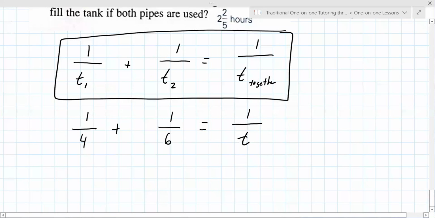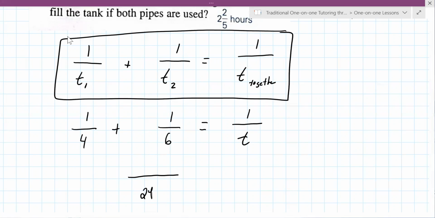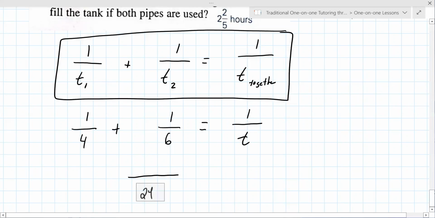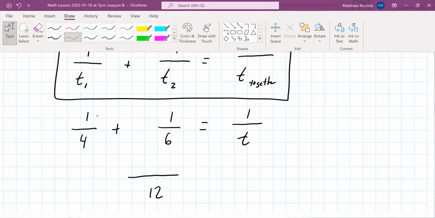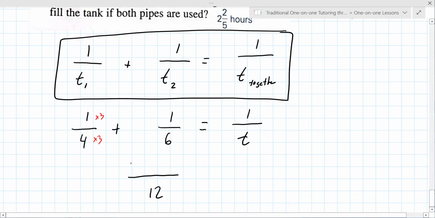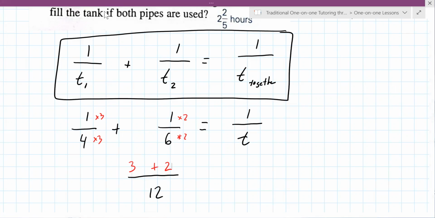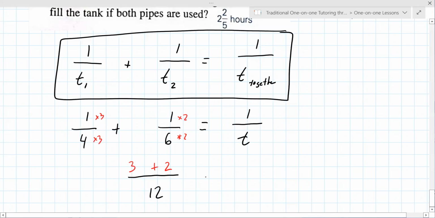Okay, so on the left here, you need to combine these fractions by making a common denominator of 24. So we do that by multiplying, or actually, I guess we could do 12. Maybe we'll do 12. You do that by multiplying the 1 over 4 by 3 and 3. And you multiply the 1 over 6 by 2 and 2. So this equals 1 over t.